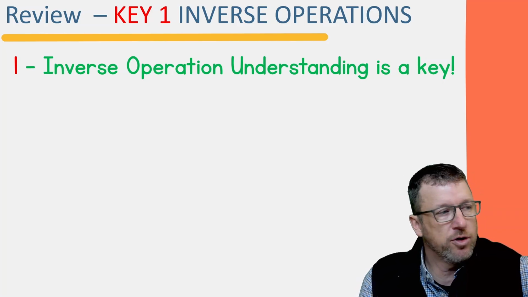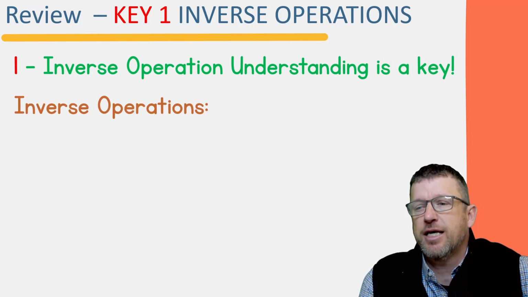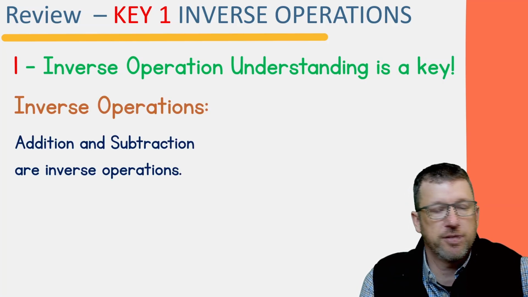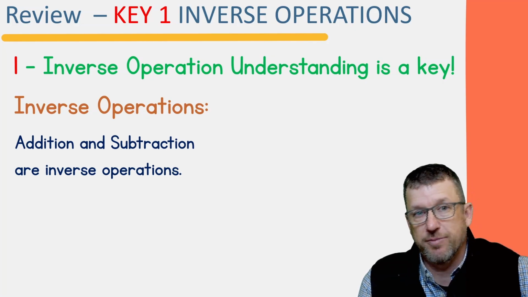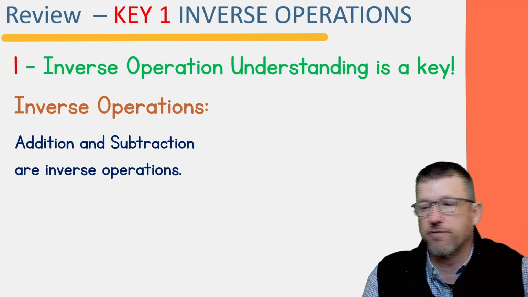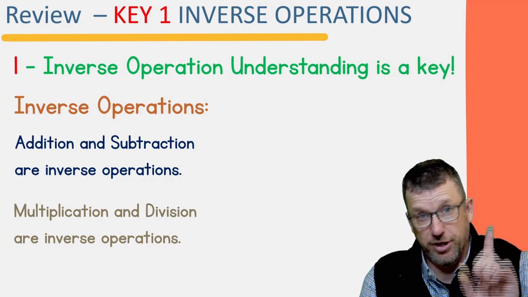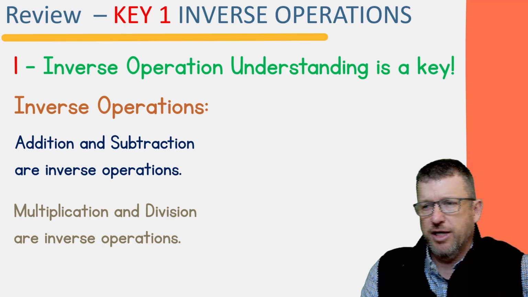Let's review our keys real quick. There's 4 that we've talked about already. Understanding inverse operations is the key. Addition and subtraction are inverse operations of each other, which means they are opposite. Operations means addition, subtraction, multiplication, division, our 4 operations. So the inverses are addition and subtraction are opposite each other, and multiplication and division are opposite each other. You're going to need that when you're manipulating an equation.